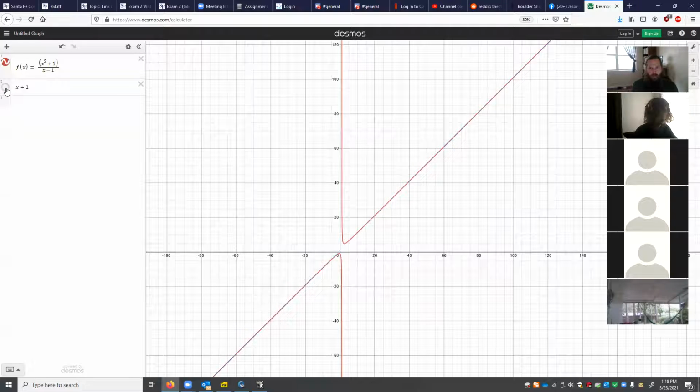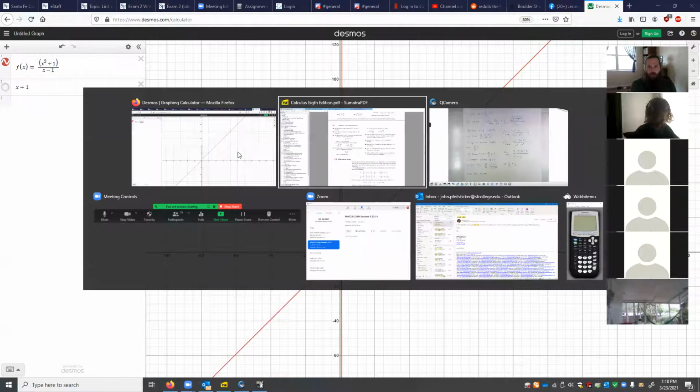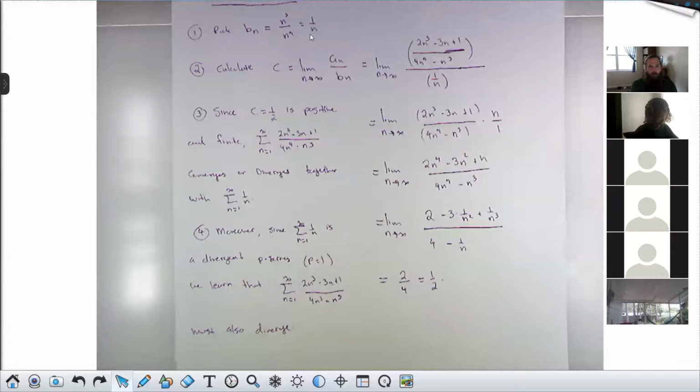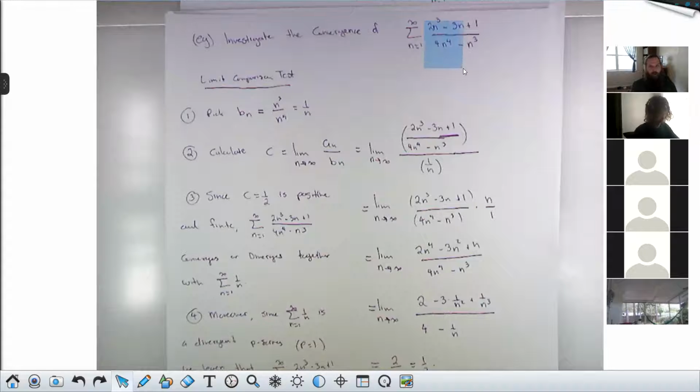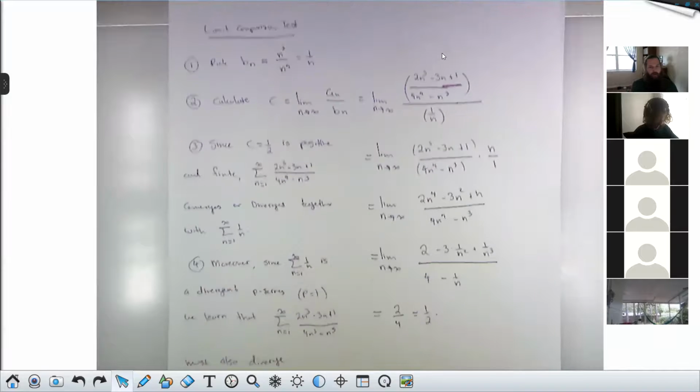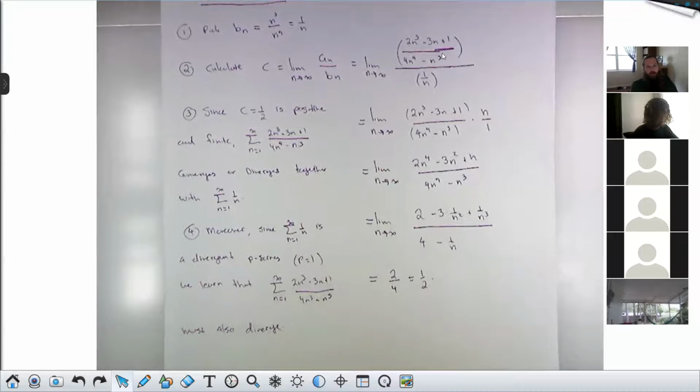So you're just looking at end behavior, really. Right. That's precisely it. End behavior is what we're looking for. When we're picking the Bn, we're trying to pick the Bn to have the same end behavior as the An. And the way you do that is by looking for the dominant or fastest growing term in the top and the dominant or fastest growing term in the bottom.